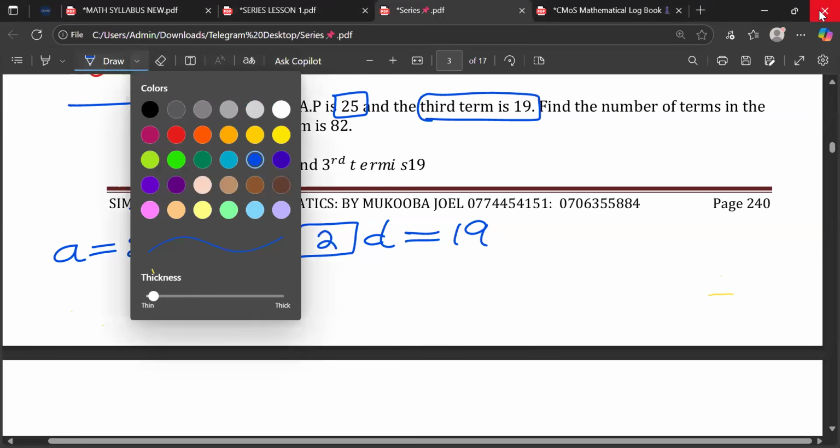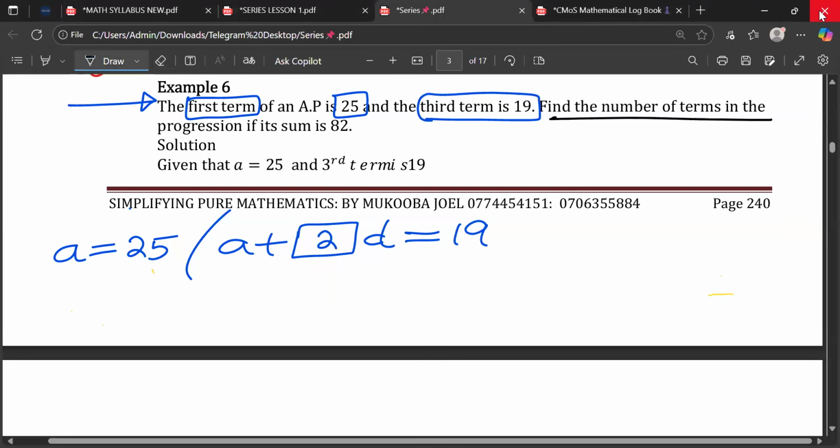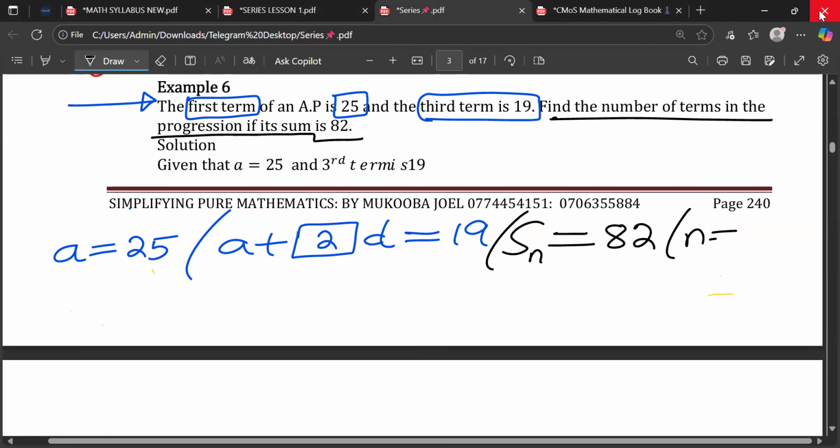Then they are saying, find the number of terms in the progression if its sum is 82. They are saying Sn is 82. They're asking for the number of terms n, isn't it? You people, you have the value of a, isn't it?